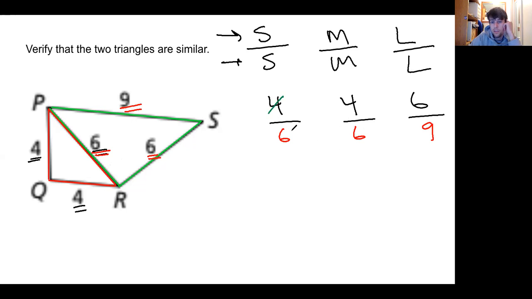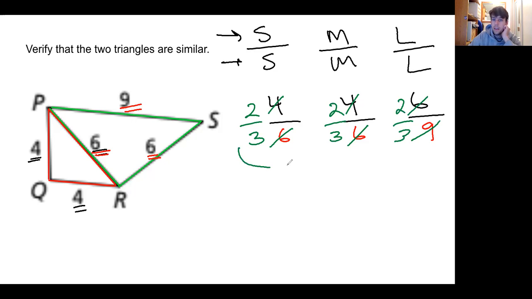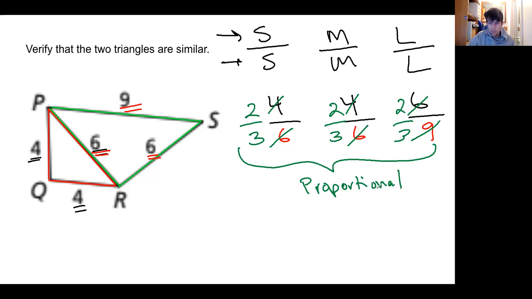So this one divides by 2. We get 2/3. This one divides by 2 as well, 2/3. And this one, they divide by 3. So we get 2/3. So because these ratios are all equal, because they are proportional, right? That's what proportional means. Proportional means equal ratio. Then these two triangles are similar by side-side-side. SSS similarity. We could go ahead and write a similarity statement for this as well. I'm not going to do that this time, but that may be something we would need to do.